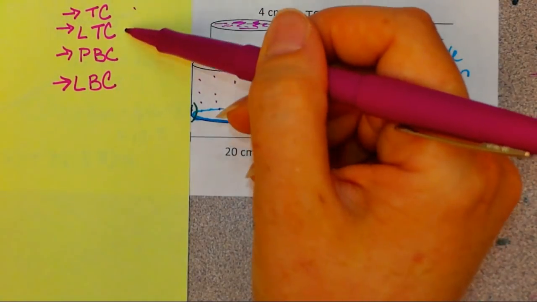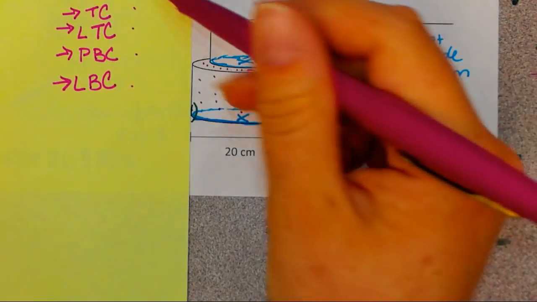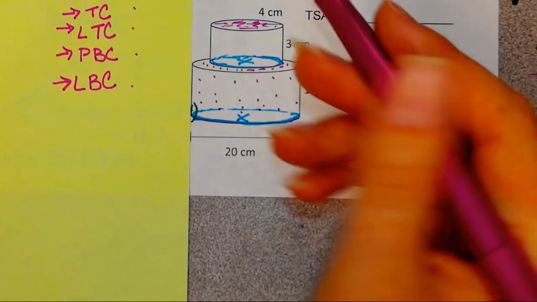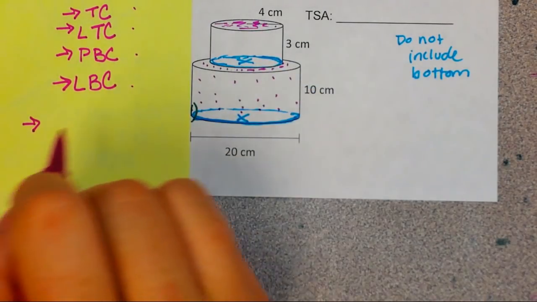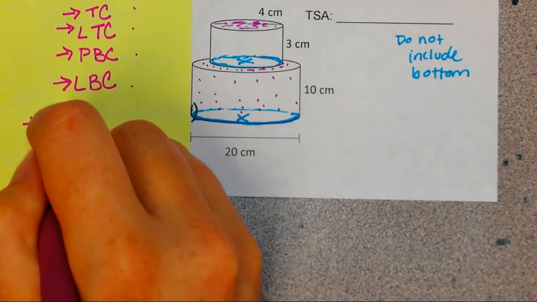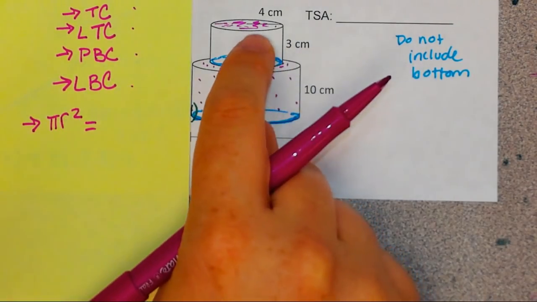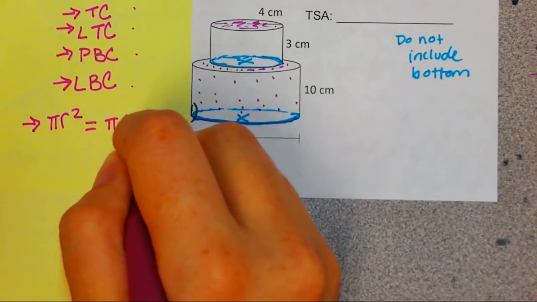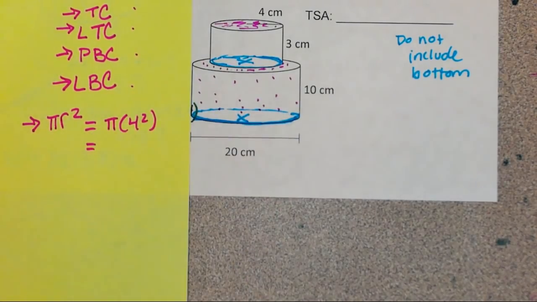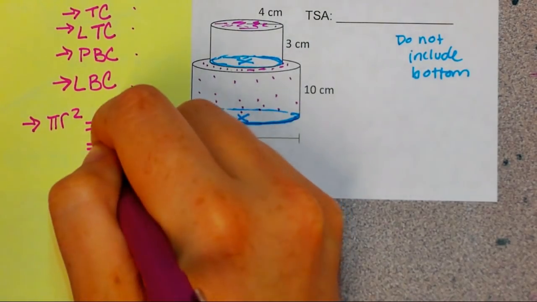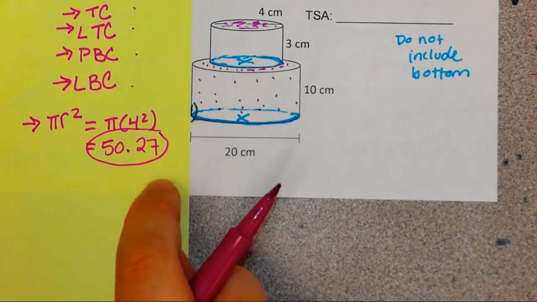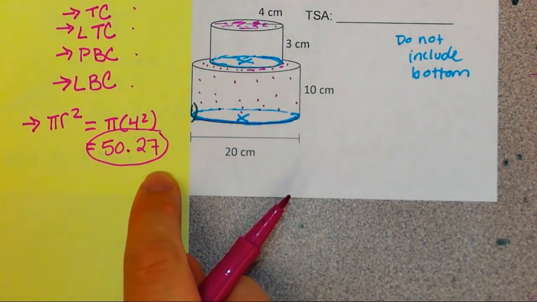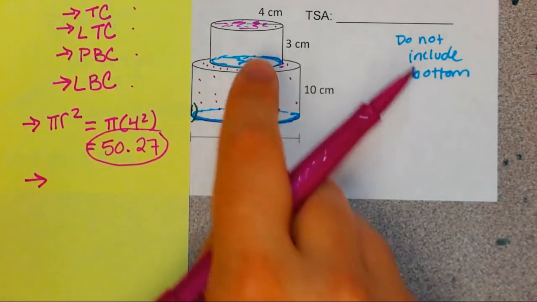So there's 4 things at the end that I need to have calculated so that I can add them up. So first, for the top circle, area of a circle is pi r squared. Our radius for this is 4, so that's going to be pi times 4 squared. And we get that that's about 50.27. So I'm going to circle that because that's one of the things I'm going to have to add at the end.